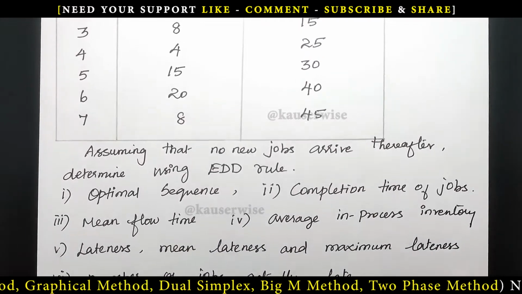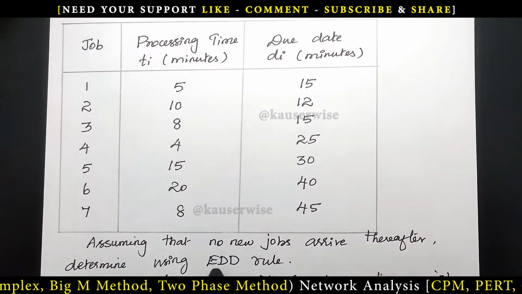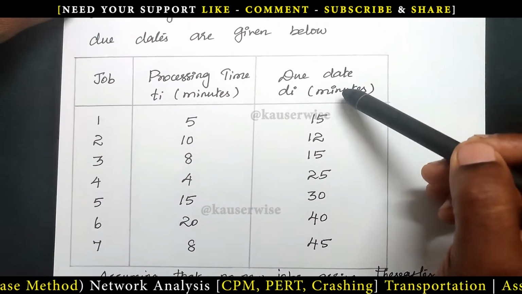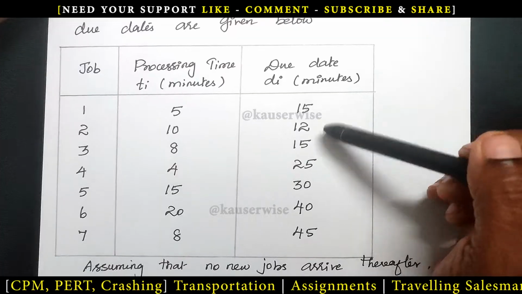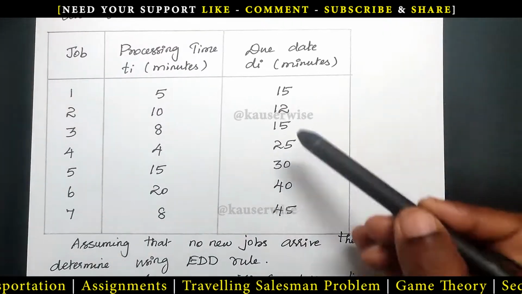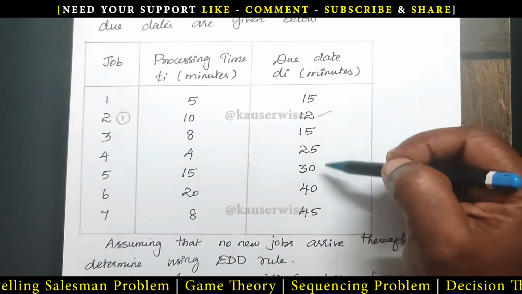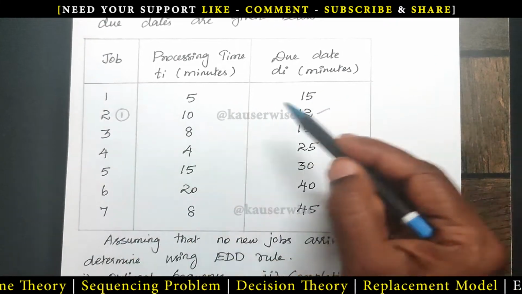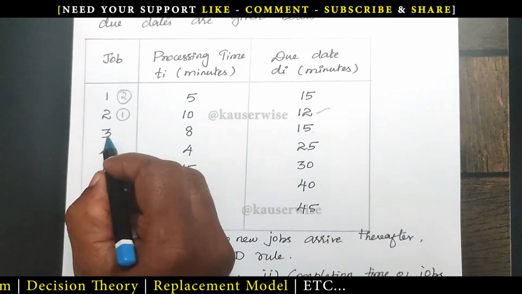First we need to find out the optimal sequence according to the EDD rule, that is earliest due date rule. According to this rule, we need to consider due dates in minutes. Here we have due dates for different jobs, no? So according to minimum duration, we have to assign the jobs first, second, third, like that. Which is the least value? 12. So assign job 2 first. Then the next least duration is 15. But here 15 is there for two different jobs, so we need to follow the order. So job 1 will be second and job 3 will be third.